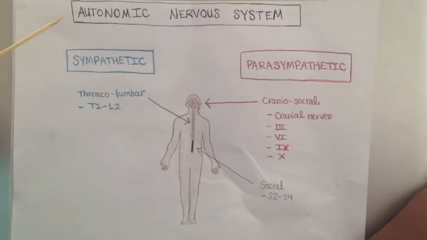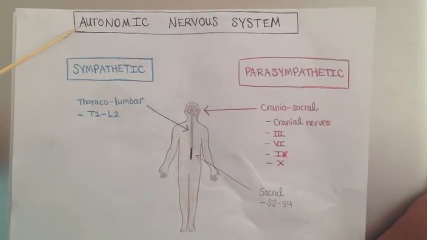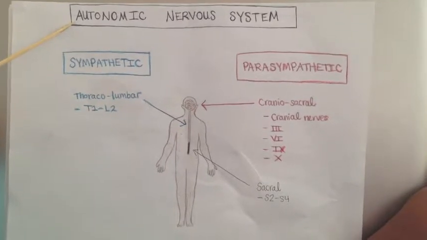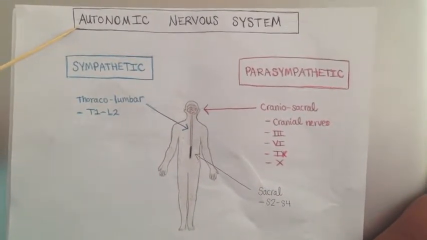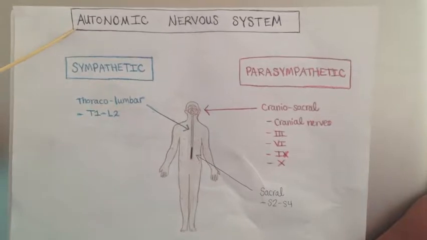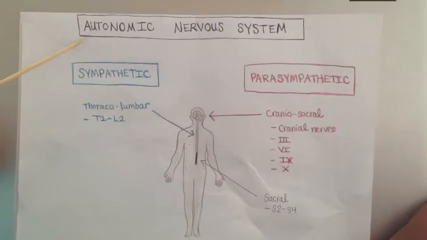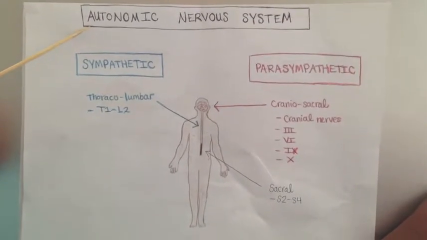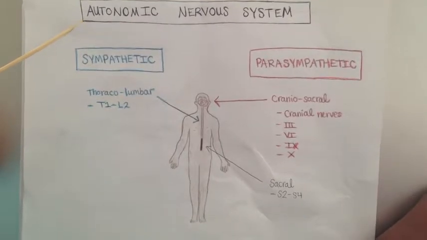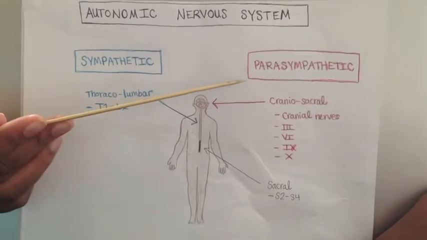Today we'll be talking about the autonomic nervous system. This is the part of the nervous system responsible for control of the bodily functions not consciously directed, such as breathing, heartbeat, and digestive processes. The autonomic nervous system consists of two different components, the sympathetic and the parasympathetic.